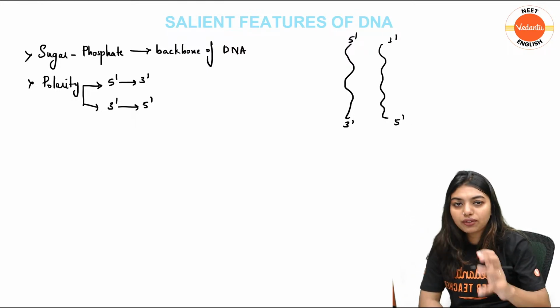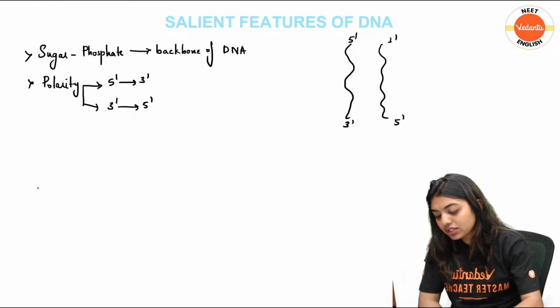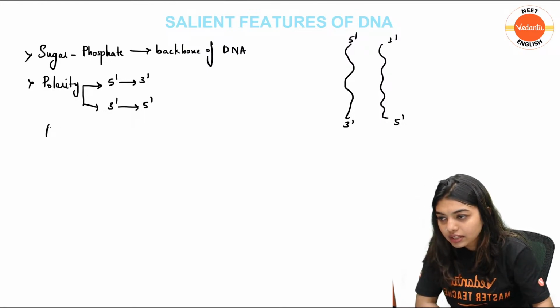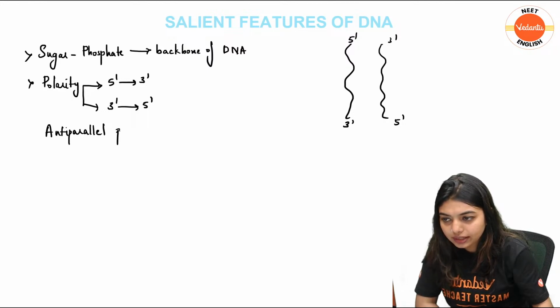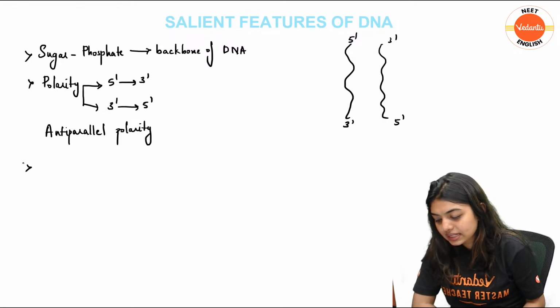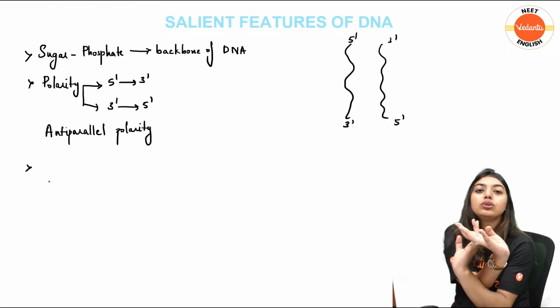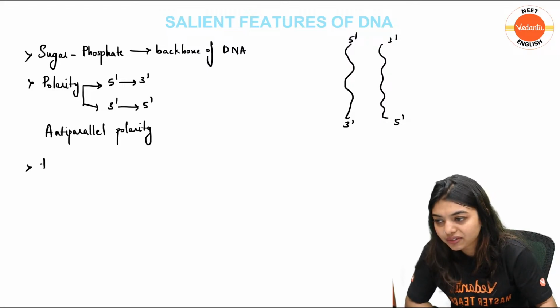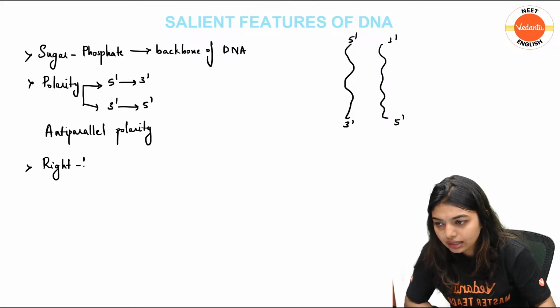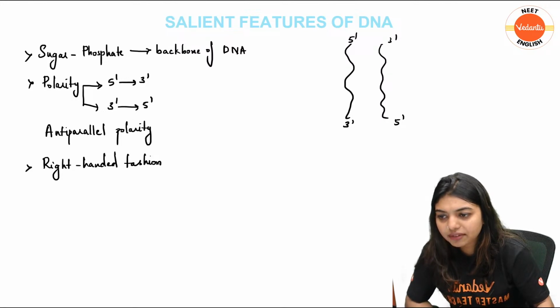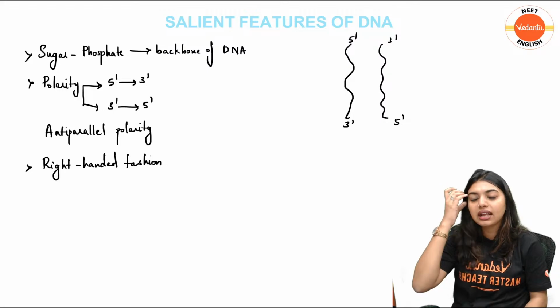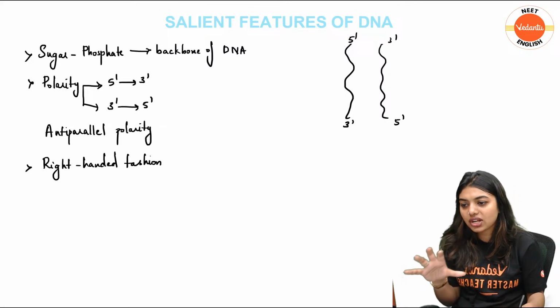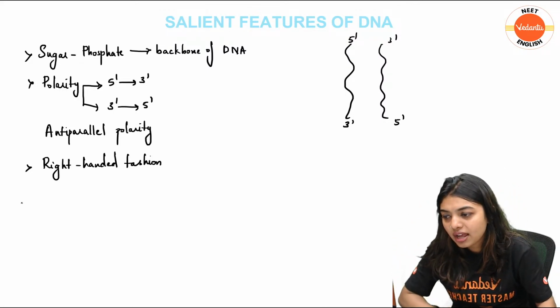Okay, sugar phosphate is clear. Polarity is clear, 5' to 3'. One more point I'll write here: they are always anti-parallel. They have anti-parallel polarity. Otherwise, how will the binding happen? Next thing: the two chains are wound around each other in a right-handed fashion. There is also a left-handed fashion; you will learn different types of DNA, A, B, Z, where there are left-handed and right-handed forms. As of now, the DNA we are studying is right-handed DNA.